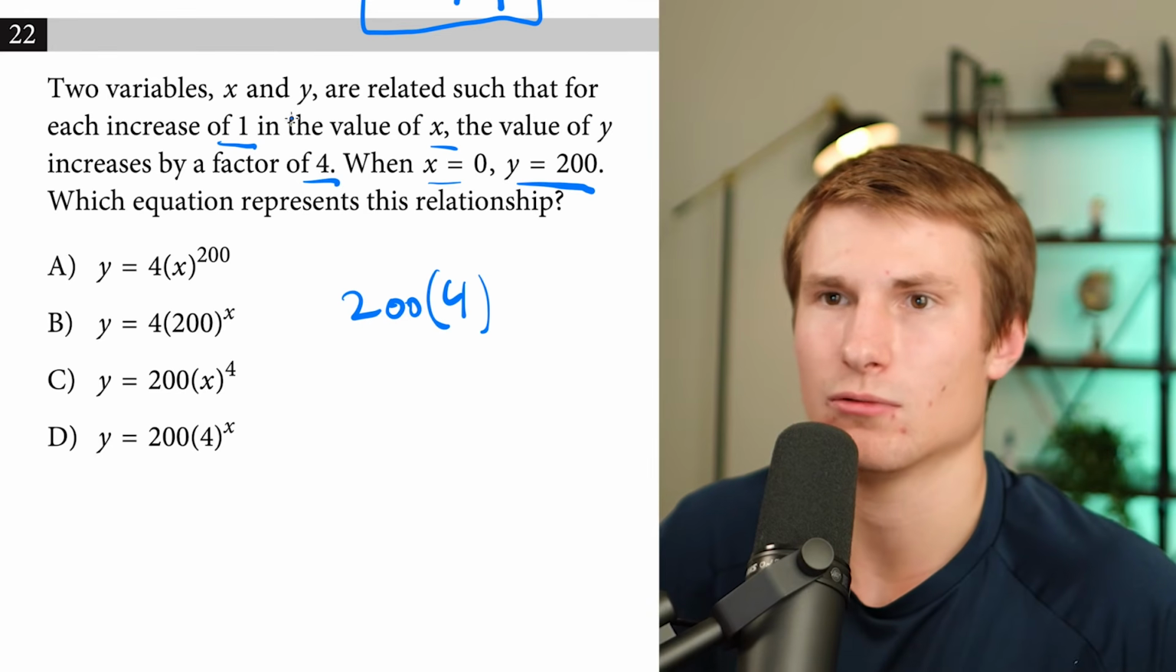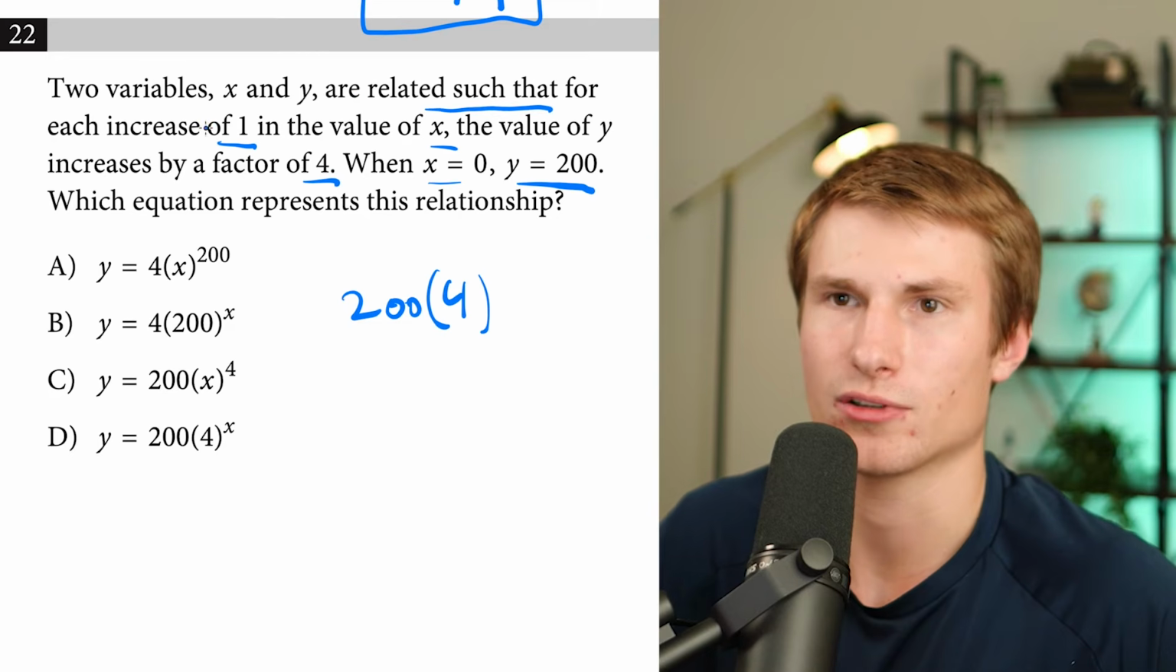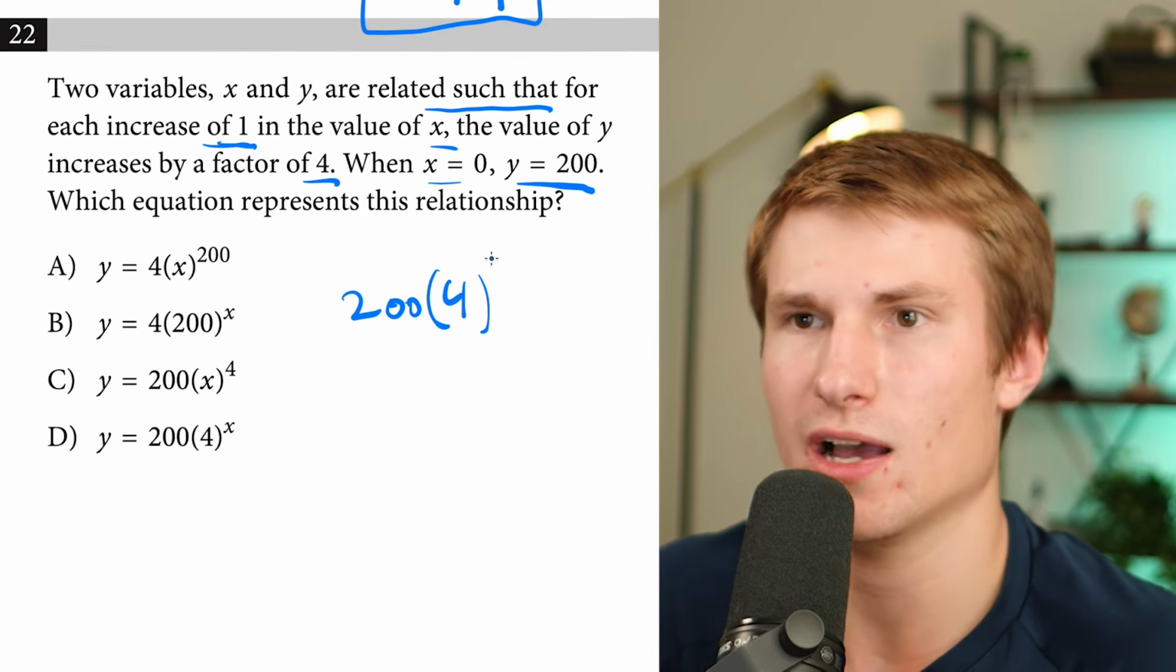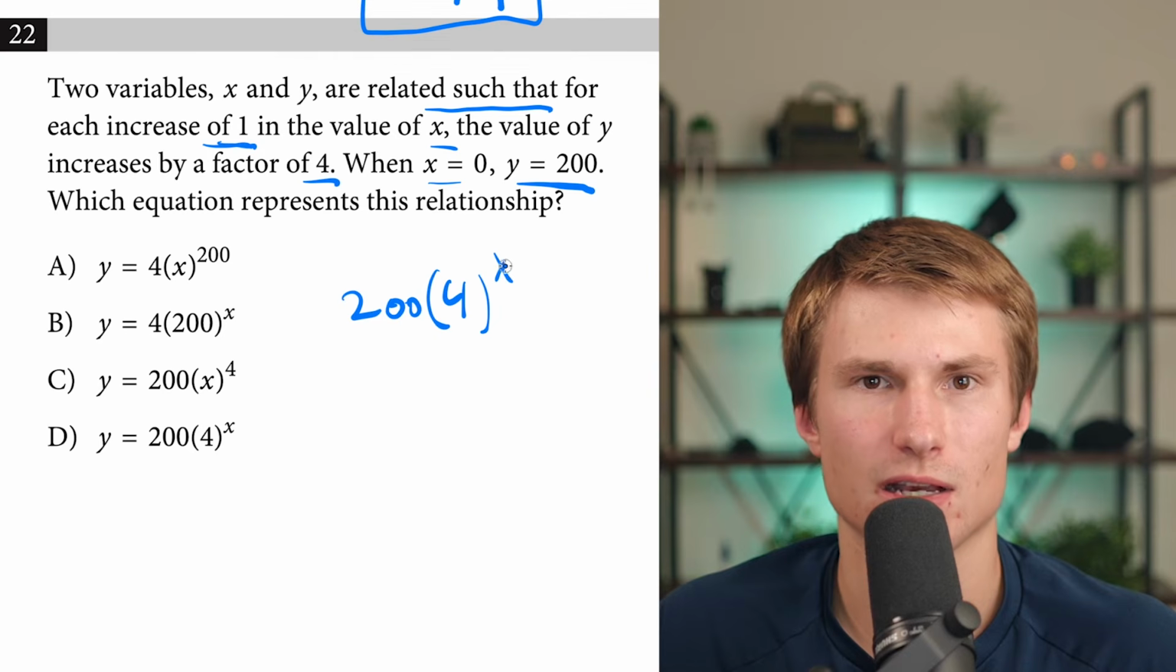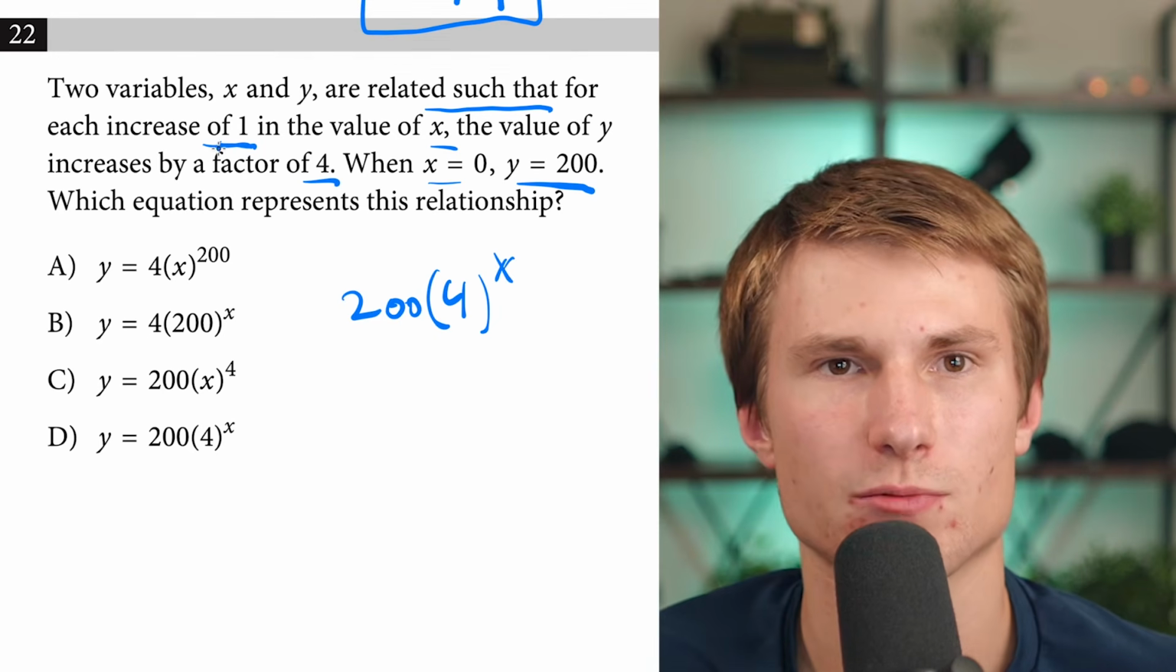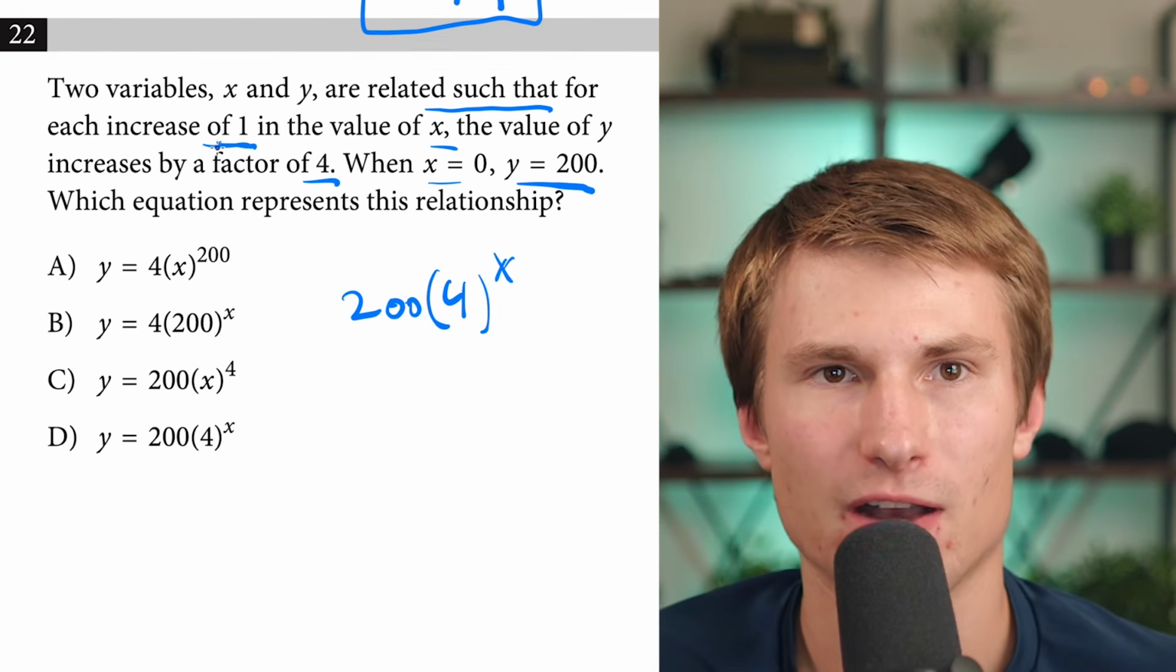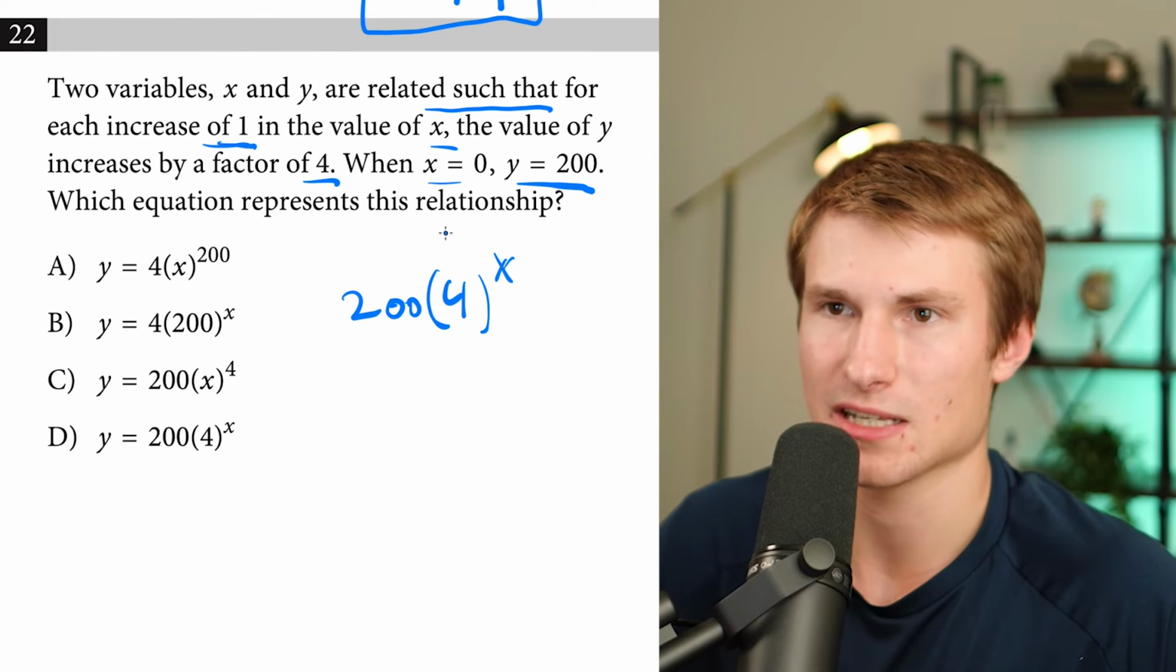Okay, let me get what my exponent is. Are related such that for each increase of 1 in the value of x. Okay, so we're just raising to the power of x then. Keep in mind that since we are increasing by a factor of 4 for every 1 increase in the value of x, that's how we get this growth factor of 4.